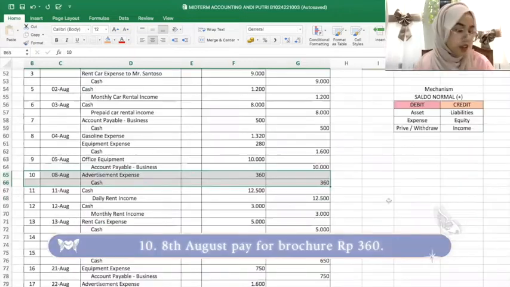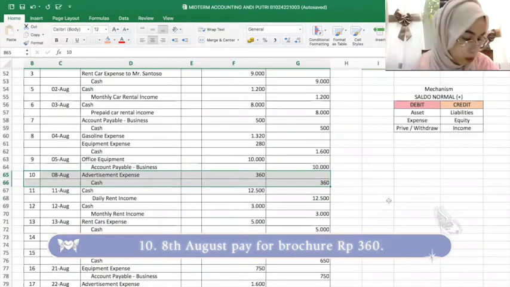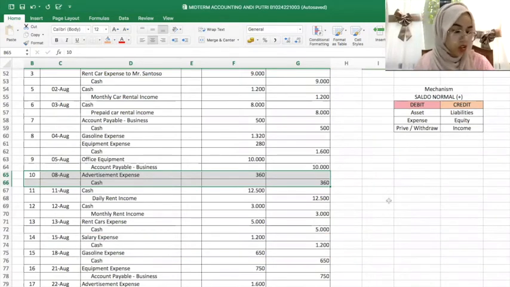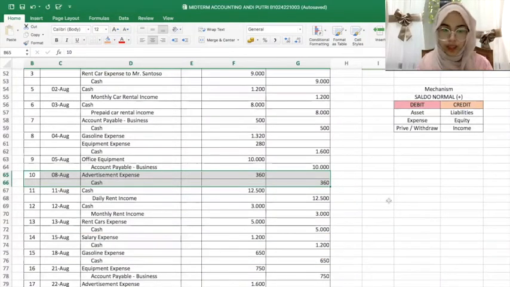debit side. For the 10th transaction at 8th August, pay for brochure for 360 rupiah. So there are two accounts, which are advertisement expense because we pay for the brochure, and cash. The advertisement expense is on the debit side, and cash is on the credit side because it's decreasing.